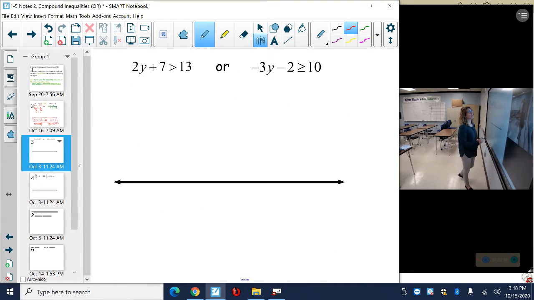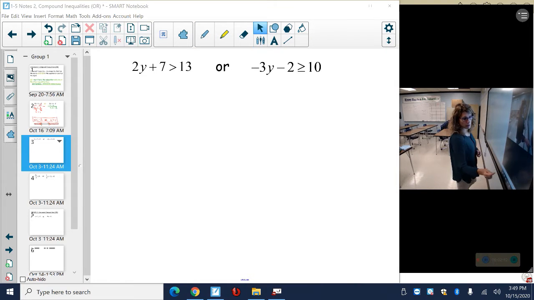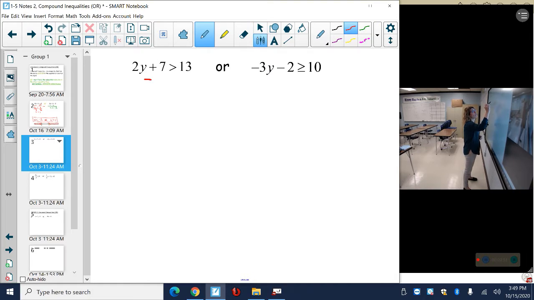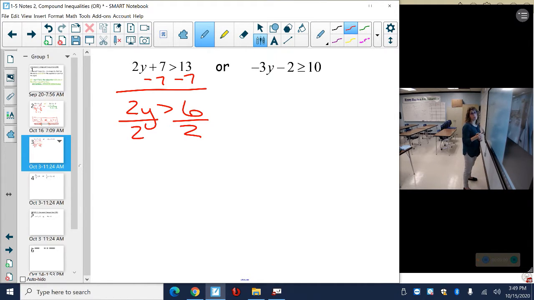Let's do it again. Now we're going to do the next example. I have two different inequalities again, and I'm just going to solve each one of them. I'm going to subtract 7 from both sides. So I have 2y is greater than 13 take away 7, which is 6. Then I divide both sides by 2. Do I need to flip the inequality sign? Well, that is determined by what I divided by. I divided by positive 2, so I keep it. So this is going to be y is greater than 3.